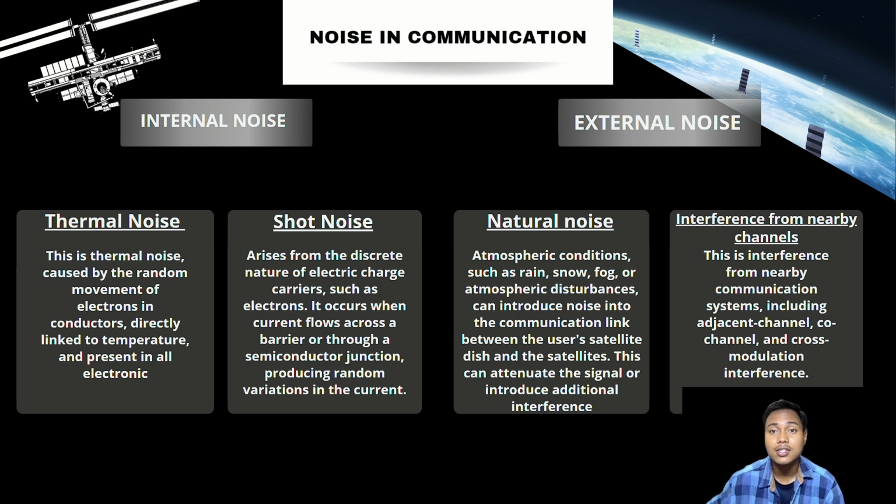For external noise, first one is natural noise. It is atmospheric condition such as rain, snow, fog, or atmospheric disturbance. Can introduce noise into the communication link between the user's satellite dish and the satellites. This can attenuate the signal or introduce additional interference. And second one is interference from nearby channels. This is interference from nearby communication systems, including adjacent channel, co-channel, and cross-modulation interference.